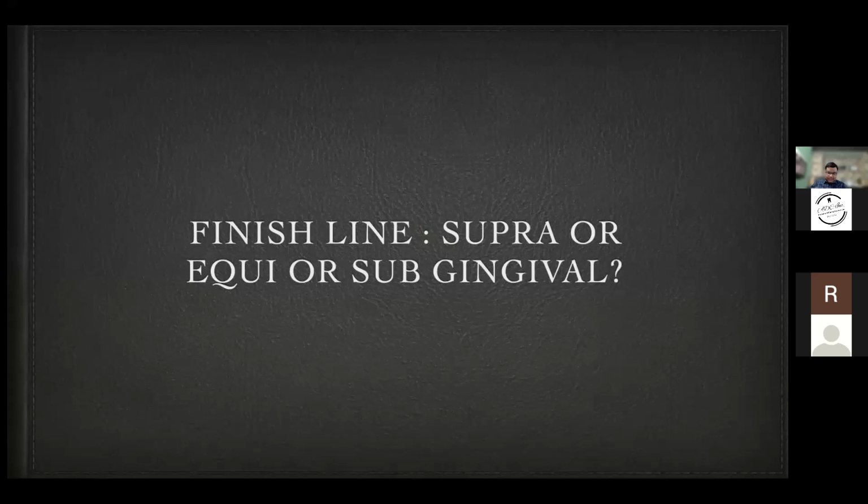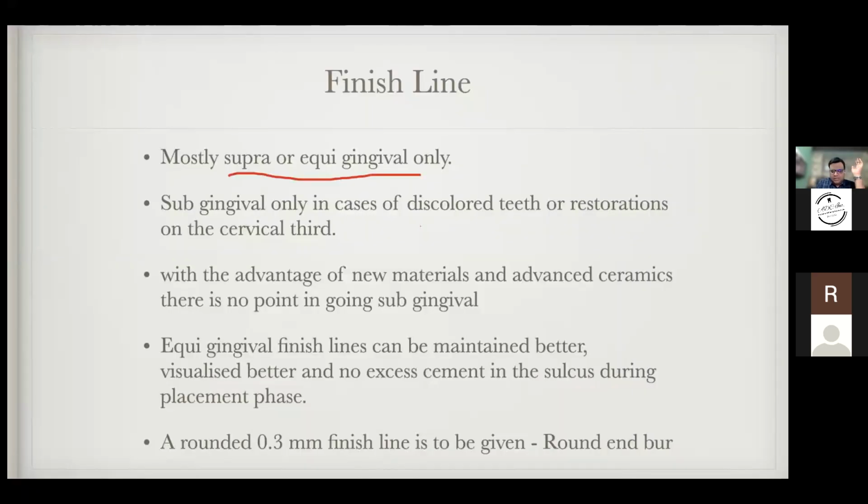Now, speaking about my finish line, where would I want my finish line? As much as possible with the new modern age ceramics, you will remain supra or equigingival only. You will go subgingival only in cases where there is discoloration. When the tooth stump is discolored, you will have to go subgingival to mask the discoloration. Otherwise, please remain supra or equigingival only, because it is easier to clean, easier to polish for you and for the patient to maintain also. A rounded 0.3 mm finish line is to be given.